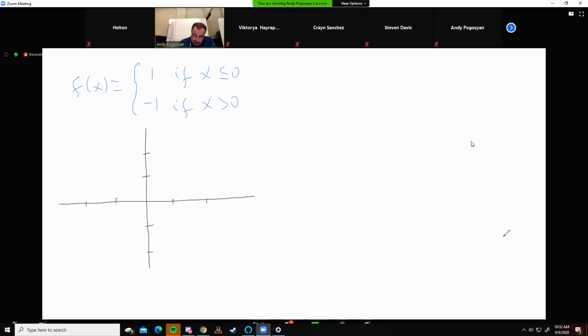Now, x is less than or equal to 0, the function value is 1. So this is what we have. X is greater than 0, we have negative 1. This is what we have for the other part.